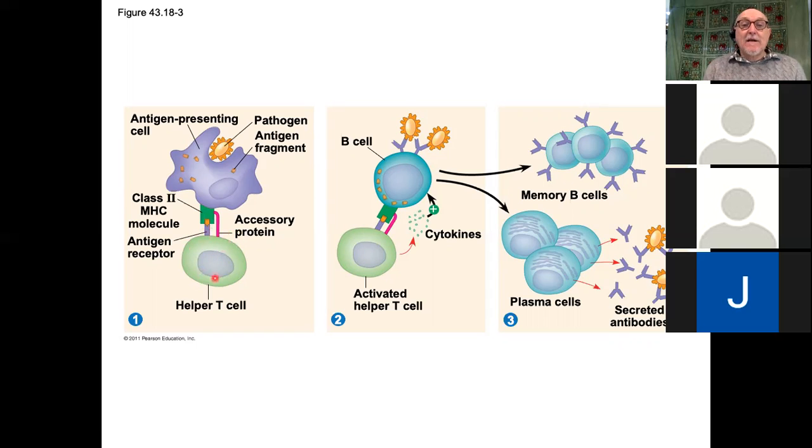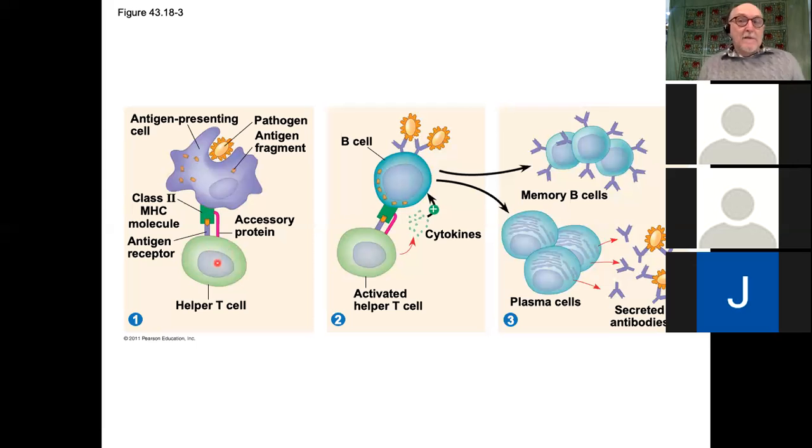A helper T cell interacts with the dendritic cell through this combination, the MHC and the antigen. Here's the key. This T cell is one of those lymphocytes that has a receptor that only will react to this particular antigen. Each T cell is unique in what it will react to. So they are very, very specific, and there are not necessarily that many of them.